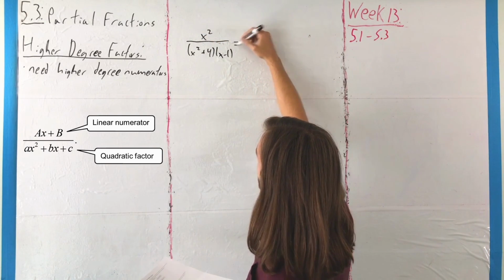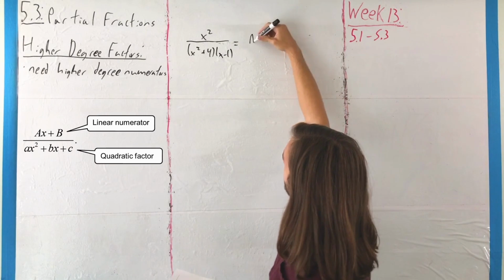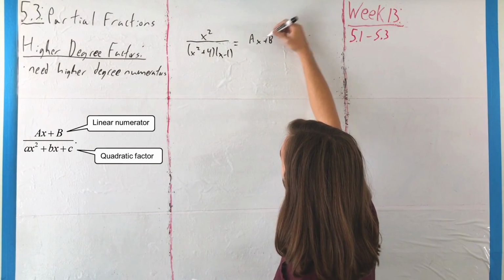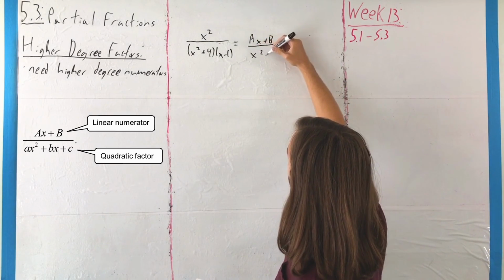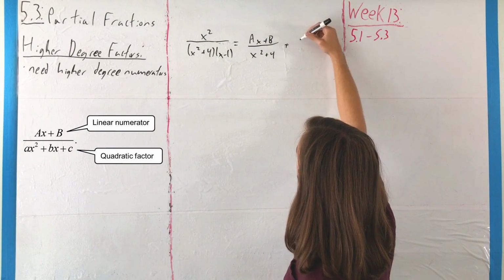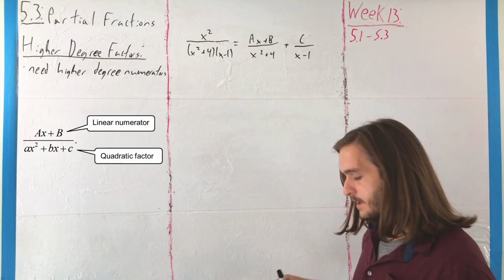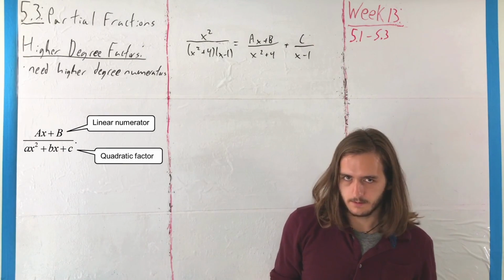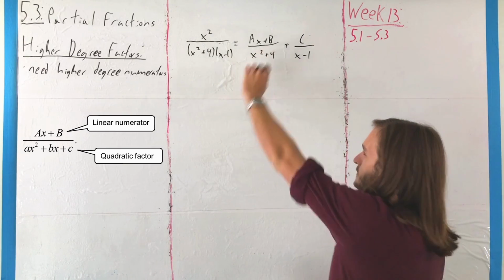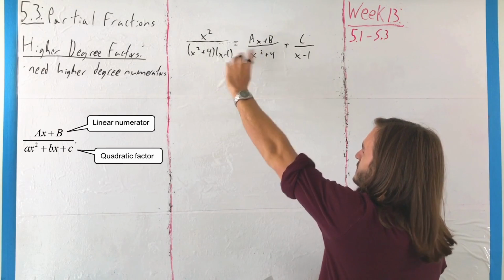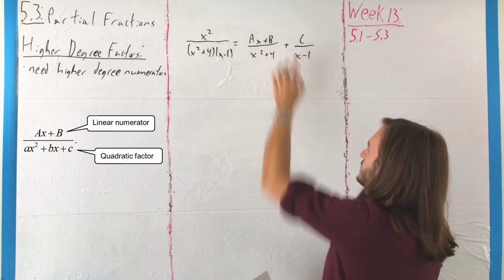For example, if we had something like x squared over (x squared plus 4) times (x minus 1), our setup would mean having to get an (ax plus b) over that x squared plus 4, plus some other constant c over x minus 1. And then from there, we would solve this in the same way we did previously. We'd multiply over the bottom. We'd be left with (ax plus b) times (x minus 1), plus (x squared plus 4) times c.